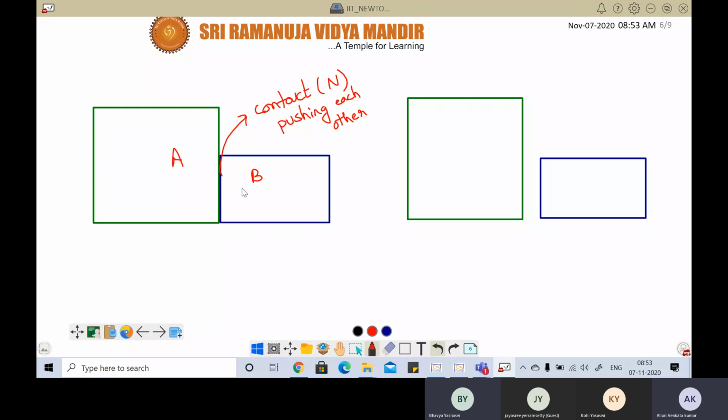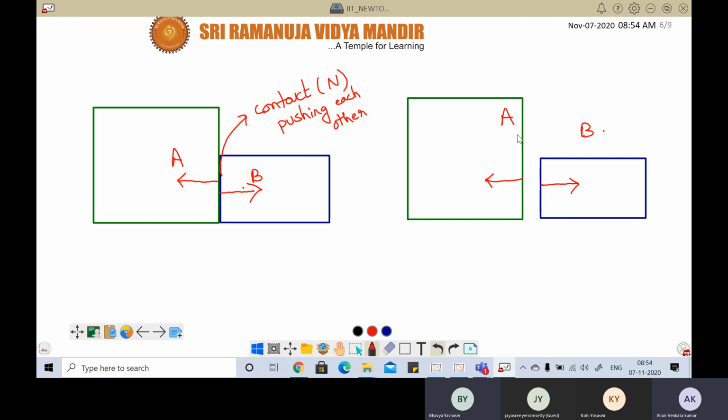It will push, sir. Which side? At the right side. And B also doesn't like A. That means what will it do? It pushes at the left side. Correct. Now on the B block, which side is the force? Right hand side, sir. Correct. And on A block? Left hand side, sir. That's all. You just remember that they are enemies.